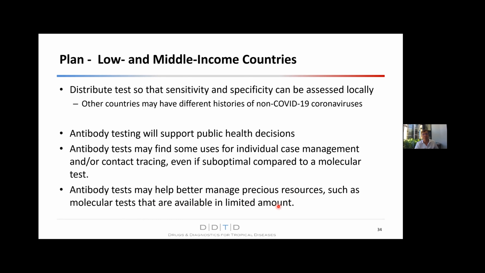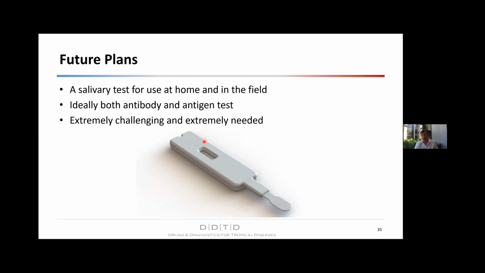other countries. And then, I don't know if we're going to get there or not, but certainly our hope is to be able to come up with a salivary test for use at home and in the field. These tests should ideally detect both antibodies and antigens on the same test strip. This is extremely challenging. It's not an easy target, but it's also extremely needed. And this brings me pretty much to the end of the presentation.